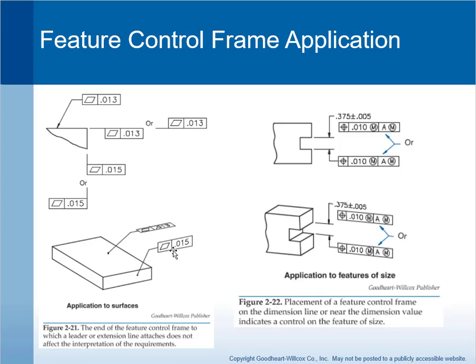So what this says is that I'm applying this flatness tolerance to this surface right here. Okay, up here I'm applying the flatness tolerance to this surface. Or the other way I can do that is with an extension line from that surface and then put the feature control frame below it. I can put it on this side, I can put it on this side, I can put it on the upper side of this, or I can have an arrow pointing to the surface. That's how you would apply a feature control frame for flatness.